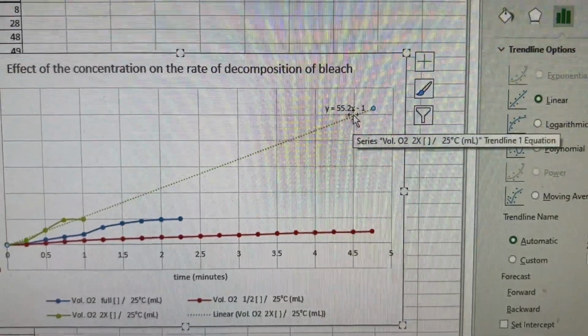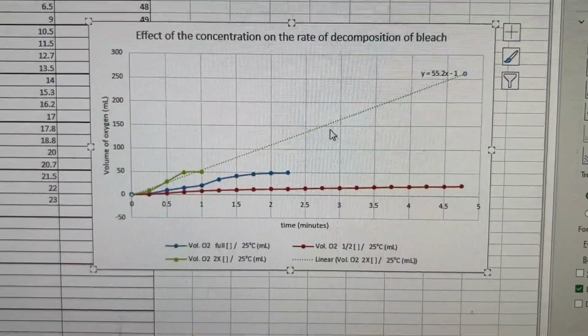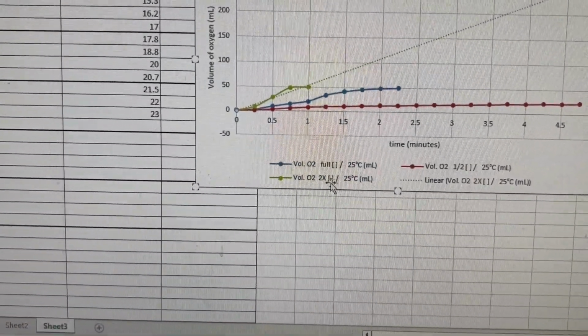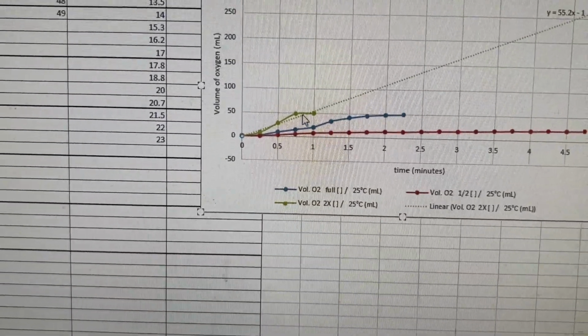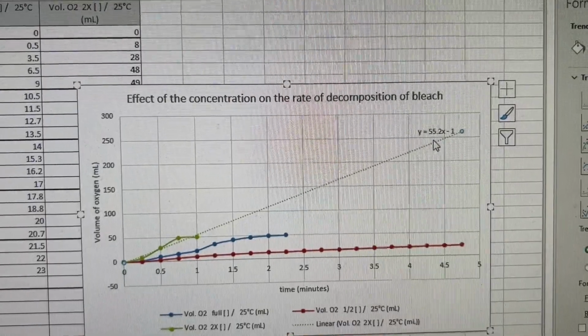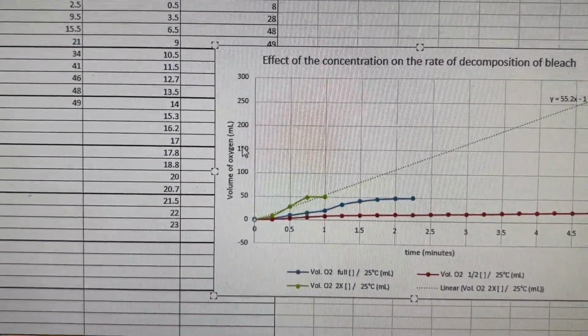55.2 is the value of the slope for this line. So it tells us that at 4% concentration, the rate of the reaction was 55.2 milliliters of oxygen per minute.